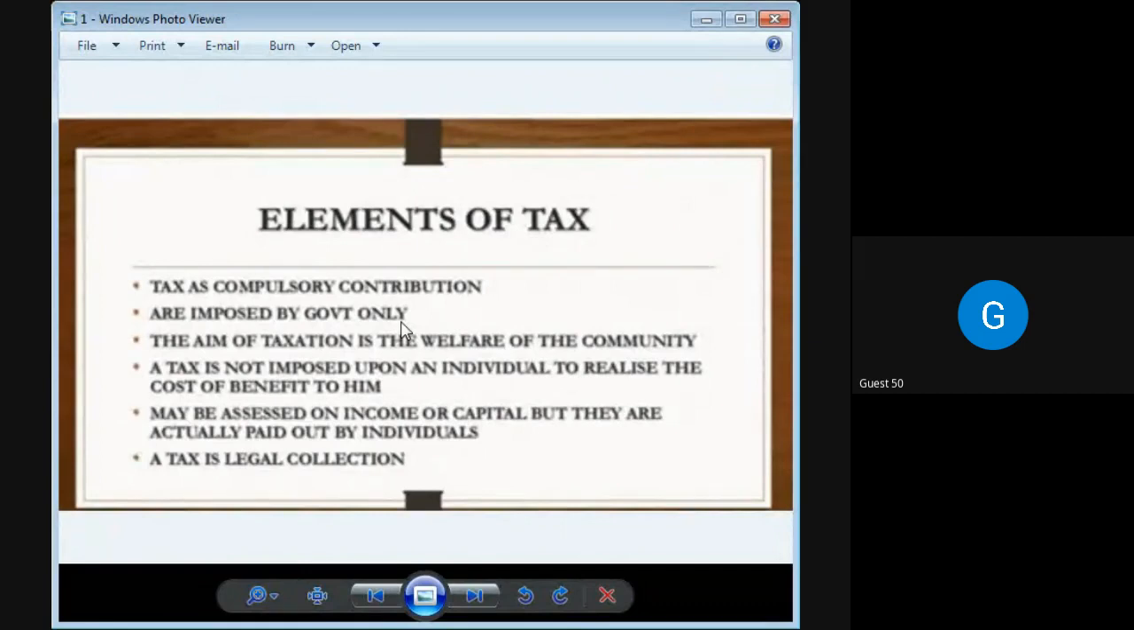So these are the elements of tax. The first one is a compulsory contribution, and it is only imposed by the government of a particular country. The aim of the tax is the welfare or the development of the community. And as an individual person, you cannot ask the government for an individual benefit on behalf of the taxpayer.